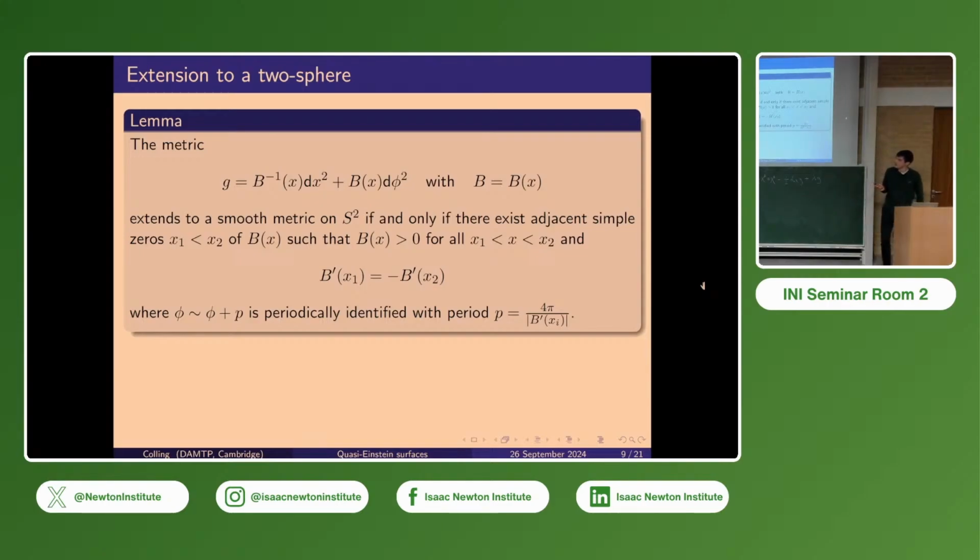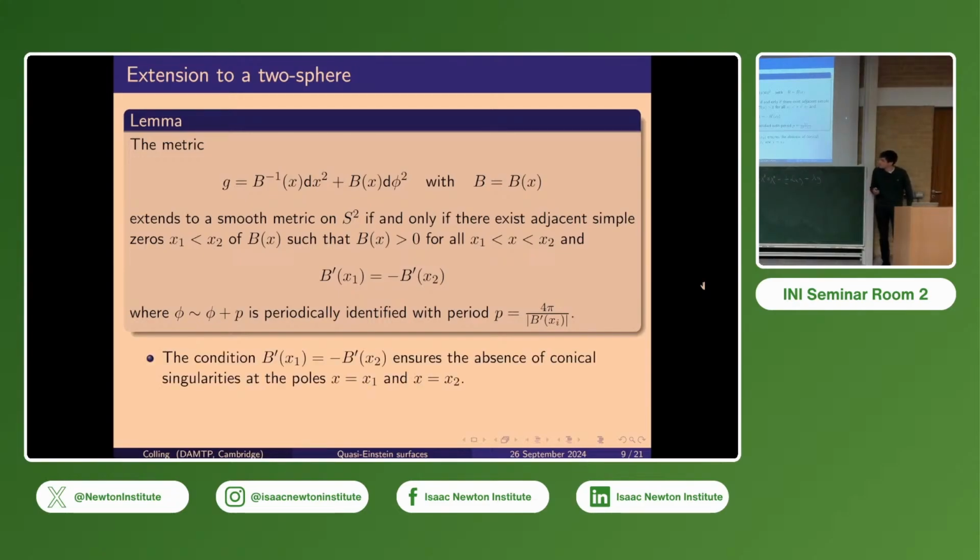So the fact that B has 2 zeros comes from the fact that any Killing vector on the sphere has exactly 2 zeros. And then these other conditions come from imposing the absence of conical singularities at these zeros. And so we now take B to be the solution of this ODE, and we try to impose these conditions.